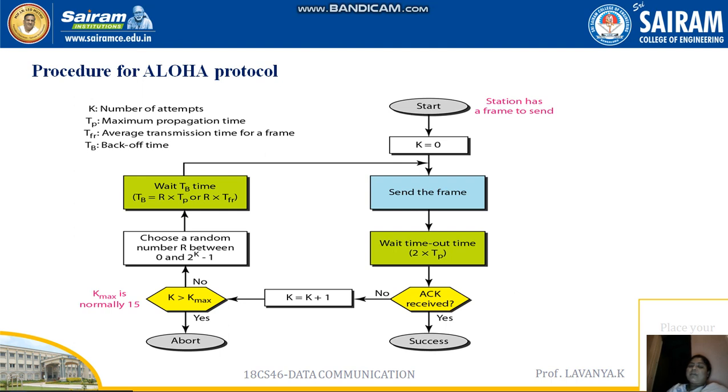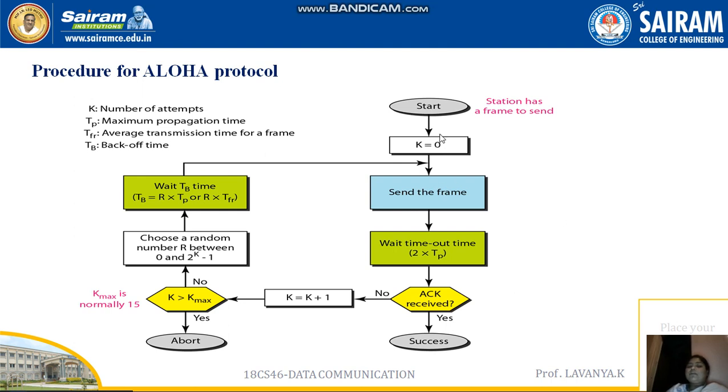If I attempt to send the data, then k becomes 1, meaning k is equal to 1. One time I am supposed to send the data to the destination, so the transaction happens one time. This is the difference between k equal to 0 and k equal to 1 here.